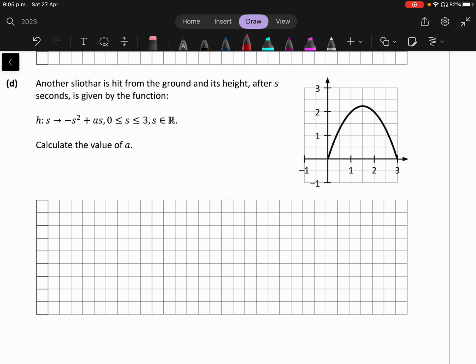It is hit from the ground and its height after s seconds is given by this formula. Calculate the value of A. How will you find the value of A? H of s is equal to minus s square plus a s, and 0 is less than or equal to s, which is less than or equal to 3. So when it hits here, s is equal to... so here it is, h of s is equal to minus s square plus a s.